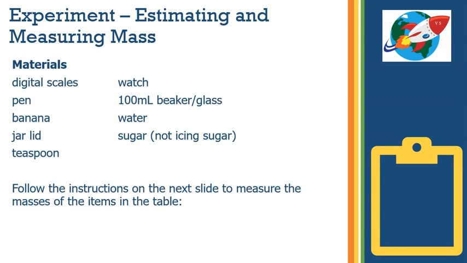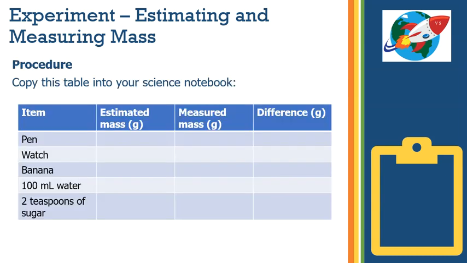So I'd like you to follow the instructions on the next slide now to measure the masses of the items in this table. But before we do that, you'll need to copy this table into your science notebook. So copy it just as you see it on the slide, putting your items in the column on the left. Then the next columns should read estimated mass, measured mass, and the difference. We'll talk about what those things are in a moment, but for now I'd like you to pause the video and just copy this blank table into your notebook.